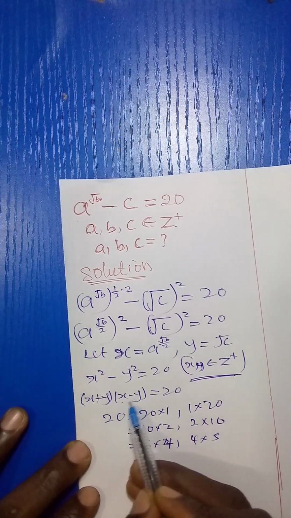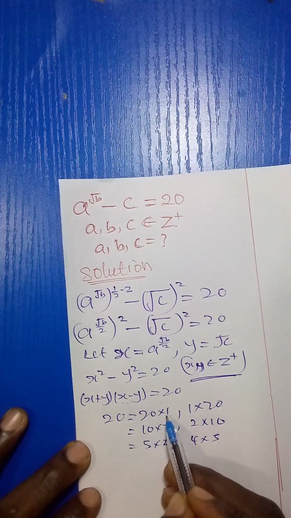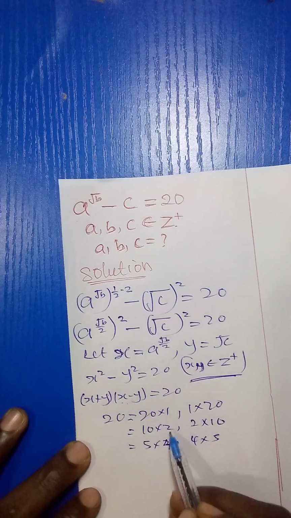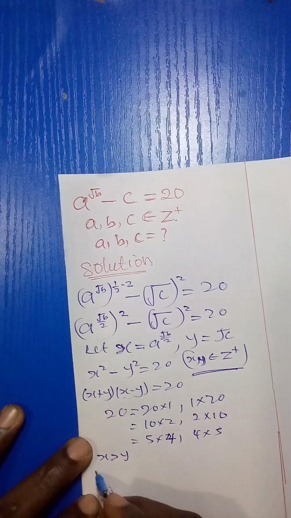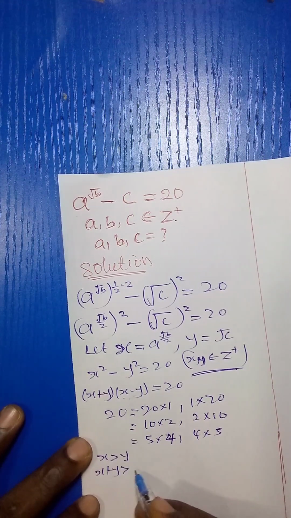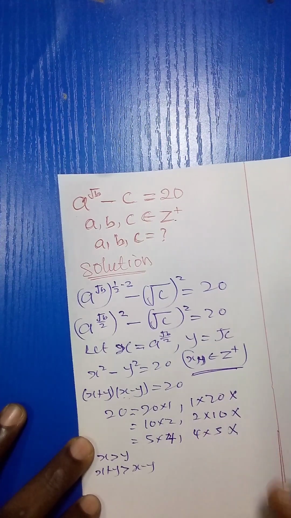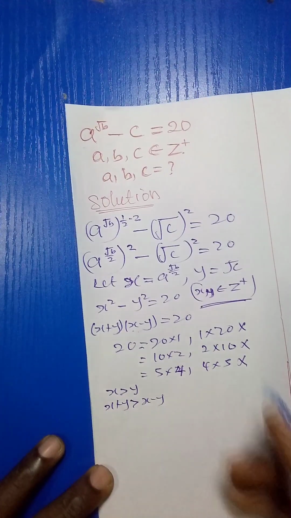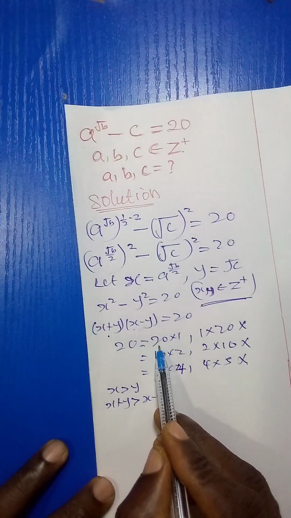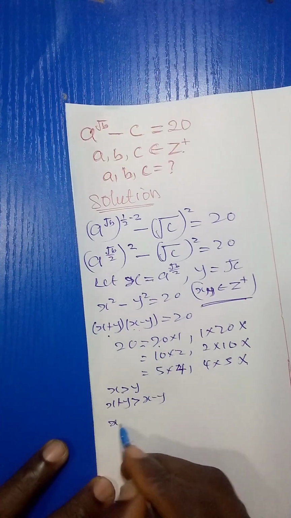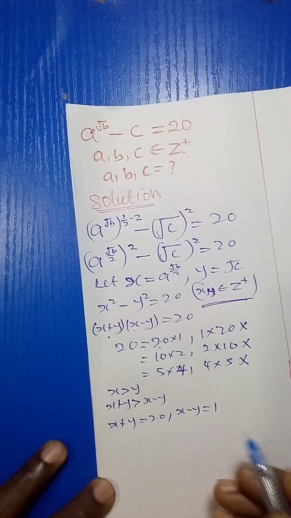But when we look at this bracket, we will see we have x minus y, and each of these factors will give us positive whole numbers. It then means that x is greater than y. Also, x plus y is greater than x minus y. This condition helps us to eliminate this part of the factors. So we are now left with this part. Now, we are going to equate each bracket to its corresponding factor. We have x plus y is equal to 20 and x minus y is equal to 1.